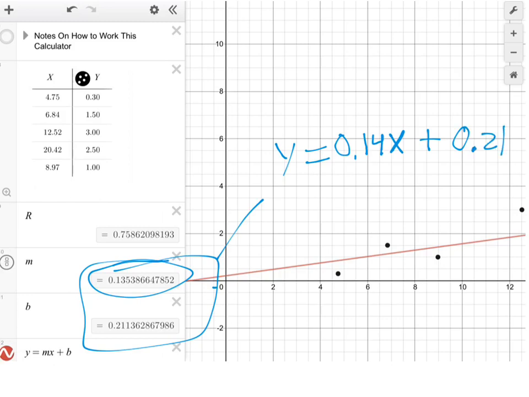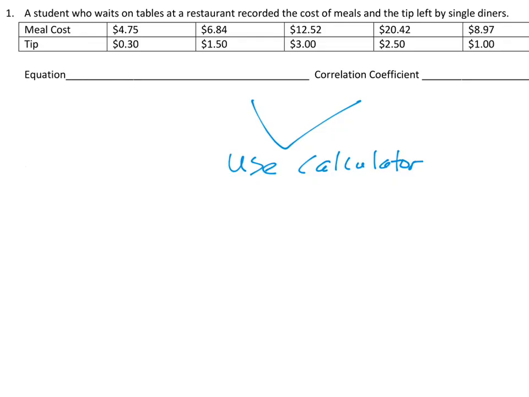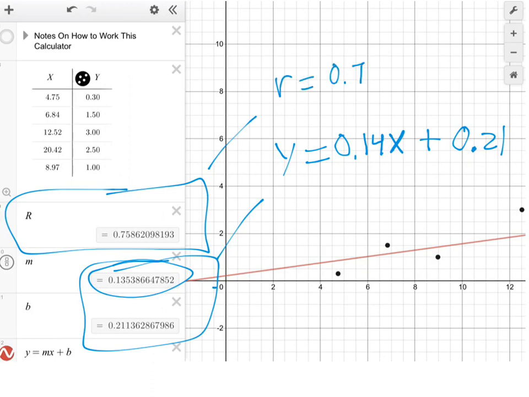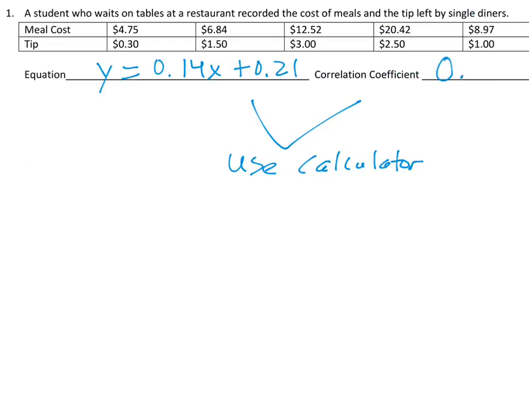So there you go. There's your line of best fit, and that's going to go here: y equals 0.14x plus 0.21. Awesome. And then the other thing you need to get is the correlation coefficient, and that's this guy. R, usually we call it lowercase r, is 0.76. Again, we're rounding to the second decimal place. So we're going to fill that in, 0.76. And ta-da, you got your correlation coefficient.